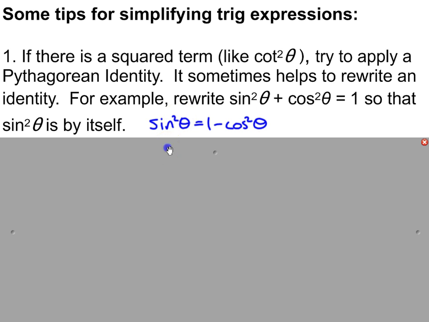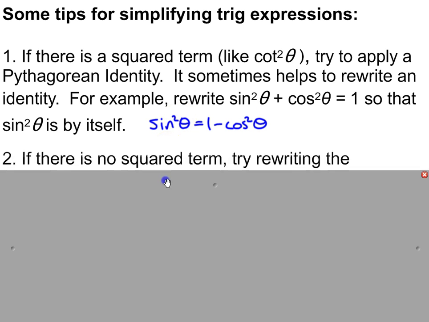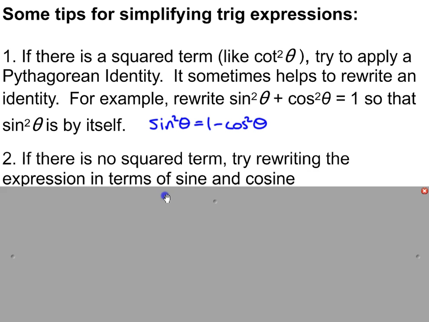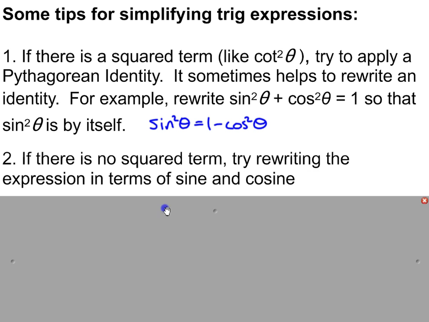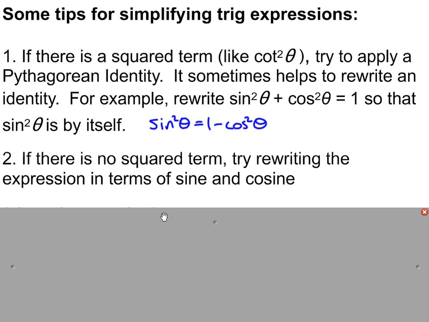The second tip is equally as important. If you don't have a squared term, try to rewrite all the expressions in terms of sine and cosine. You might have noticed that all the quotient and Pythagorean identities could be written with sine and/or cosine.